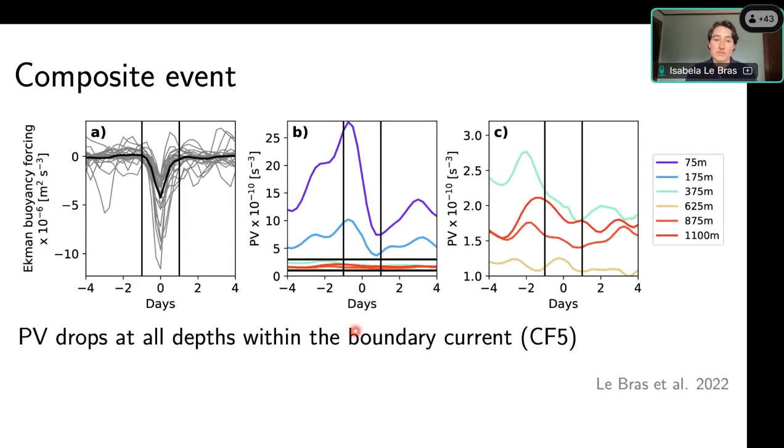And then looking at the mooring observations themselves, I'm here showing a composite event where I combined all of the times when we had that down-front wind forcing. If you look at CF5, which is a mooring on the onshore half of the boundary current, you can see that there is an associated drop in potential vorticity at 75 meters, 175 meters, all the way down potentially to about 1,000 meters. It's a little bit hard to see because the resolution of the moorings is not great. It's hard to get potential vorticity truly, but it's roughly consistent with what we might expect from the level of forcing.